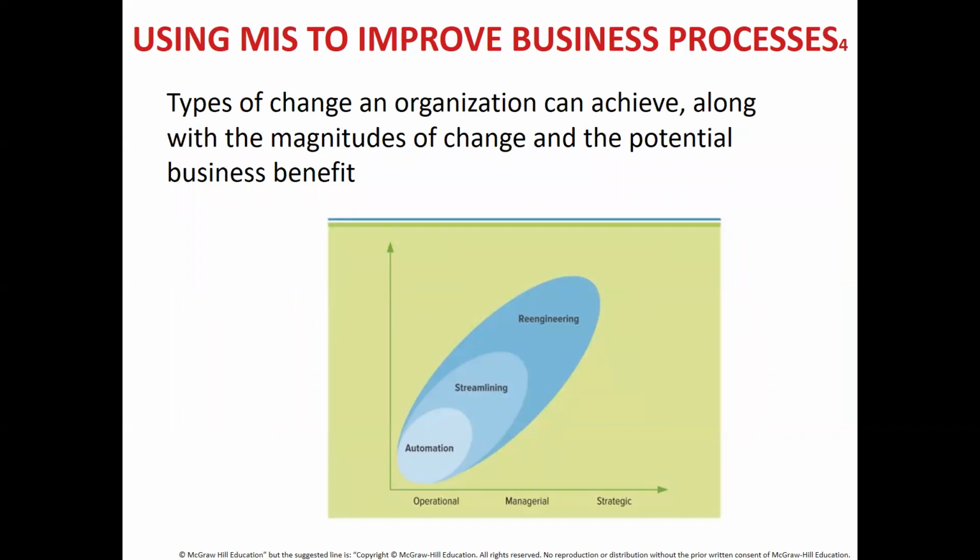Using MIS to improve business processes. Types of change an organization can achieve along with the magnitudes of change and potential business benefits. Now, in summary, the diagram represents an important concept called business process reengineering. When we say business process reengineering, you're trying to bring in changes within the organization. With business process reengineering, the processes become better in the organization. Not only better, they become faster and they become cheaper.